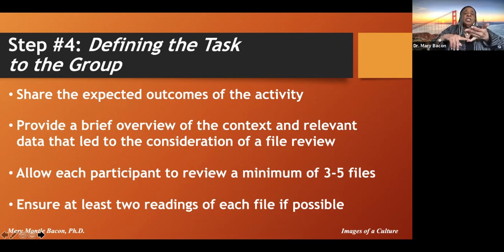And what you want to do is to share the expected outcomes of the activity before they begin it, provide a brief overview of what the context was and the relevant data that led to the consideration of the file review. So you might want to bring in some of that quantitative data and show them that slide that shows that there is a peak in this grade in when suspensions happen, or there was a large number of students who were referred in grade 3, so that they understand what it is that caused the district to become significantly disproportionate or just disproportionate. I recommend that each participant review a minimum of 3 to 5 files if possible, and that the process allow for 2 readings of each file if possible. This is the information that you share with people before they begin the process.